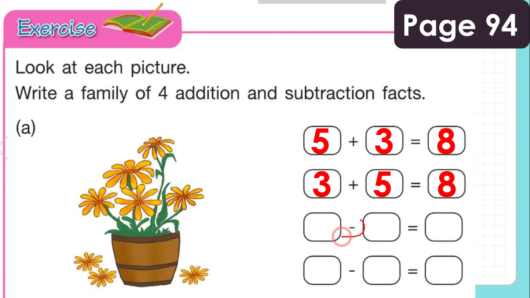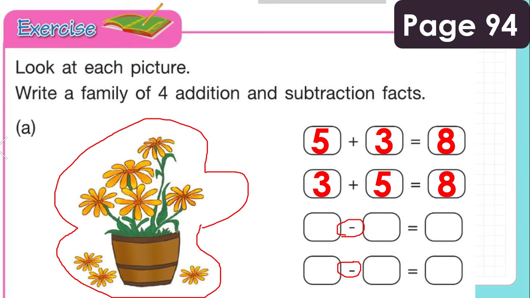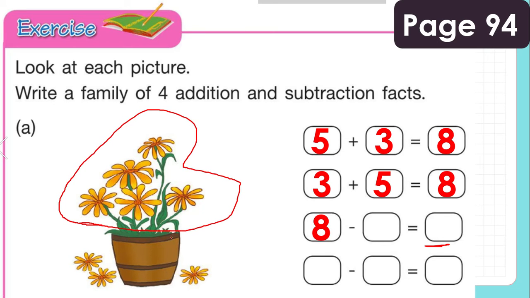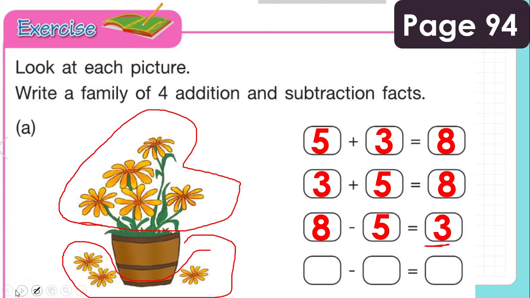Next, we have here subtraction. How do we get subtraction? First, we need to get the big number. So we're going to count them again all together. The answer is 8. Okay, so first how do we get the answer? First, we're going to minus the one that is still good, or the flower on the pot. So we're going to write 5 and then we're going to minus. So we'll know how many flowers are on the floor. So 8 minus 5 equals 3.